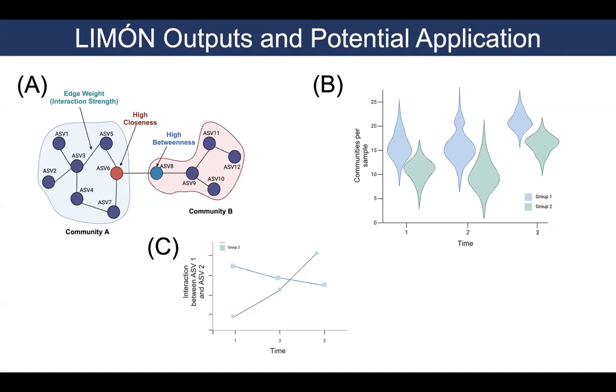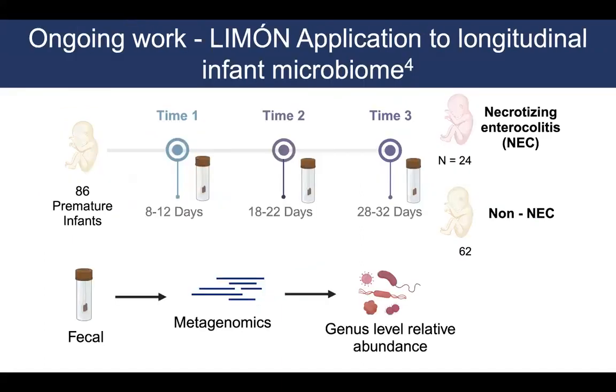Centrality estimates for each individual network can be extracted from LIMÓN outputs and used to test network characteristic alterations over time. In this pseudo case, the number of communities is compared between two treatment groups. C. Microbial interactions over time. Similar to B, edge weights, or the interaction between ASV pairs, can be examined over time by group to identify differences in community connections.